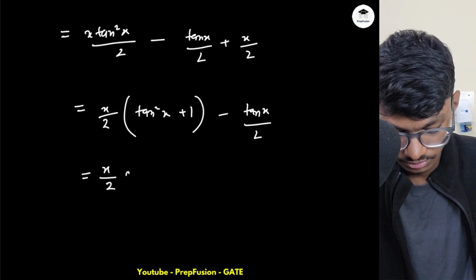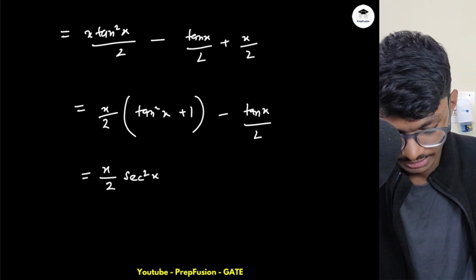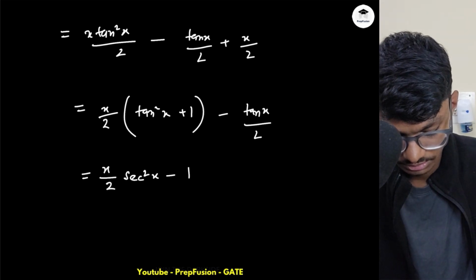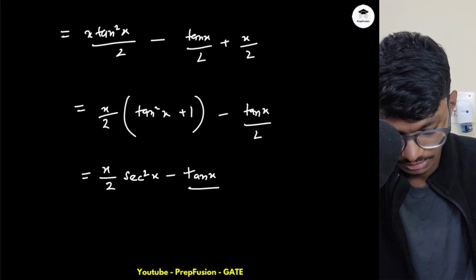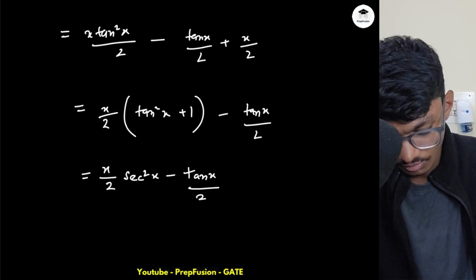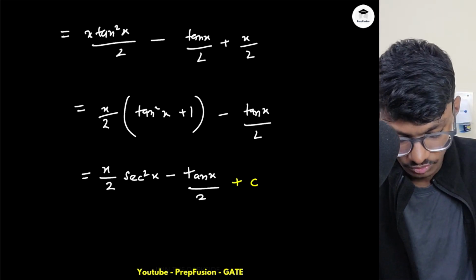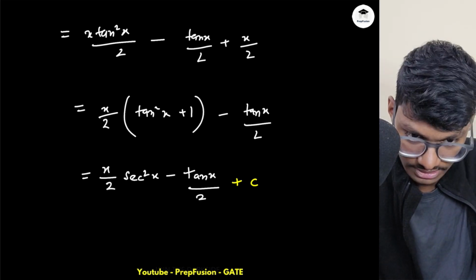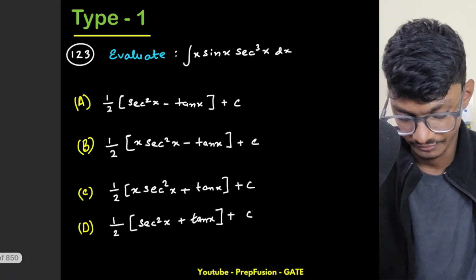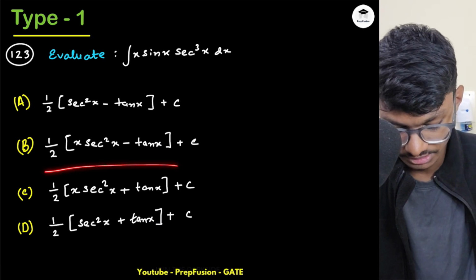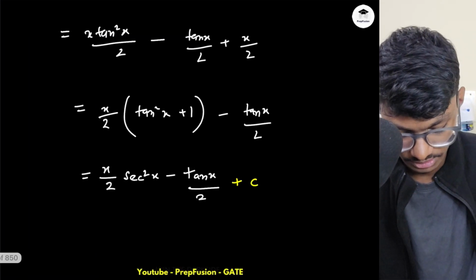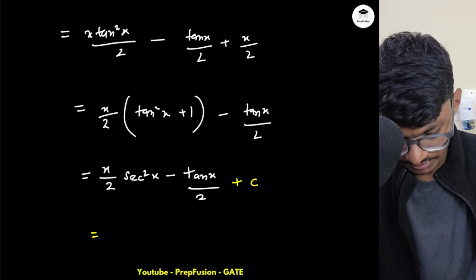So it is x by 2 into sec square x minus tan x divided by 2. Okay, so yeah, this is my answer. Also we have a plus c. Either you can write it like this or you can write it differently. Wherever they have finished here, right? Sec square x, that's why I had to write it like this. So further I can simplify this.